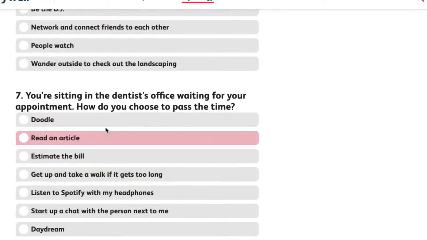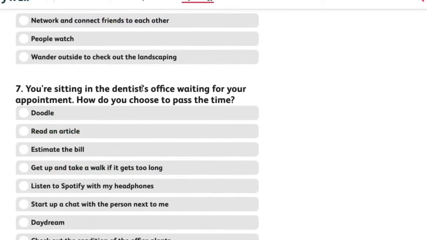Number 7. There's only 3 to go. You're sitting in the dentist's office. How do you pass the time? So how do you spend the time? So doodle means to draw things. Read an article, yeah. Think about the bill, how much you're going to pay the dentist. In some countries it's free, but some it's private. Get up and take a walk.